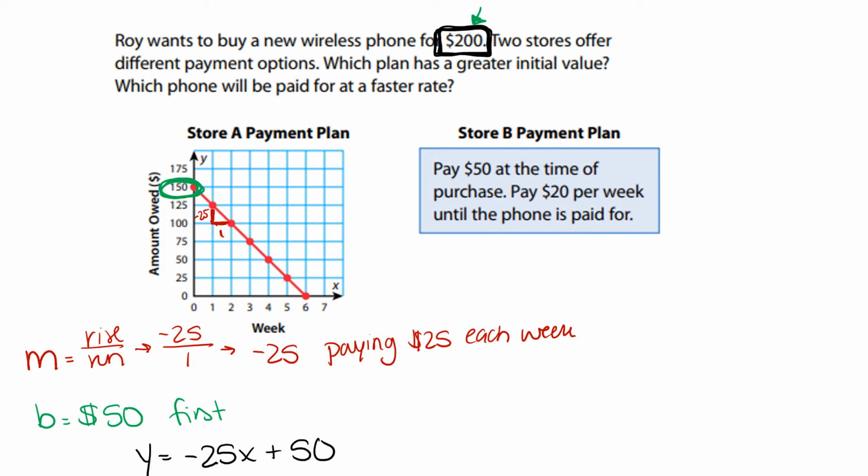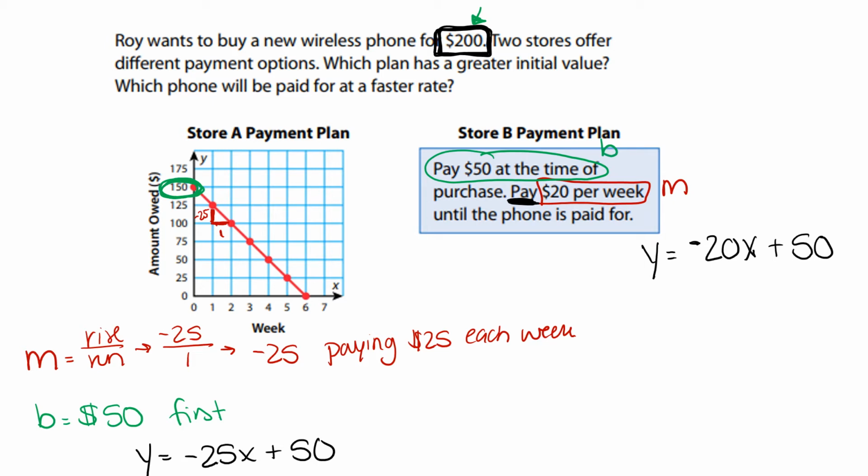Now for store B, it says pay $50 at the time of purchase and pay $20 per week until the phone is paid for. So the $20 per week is our key for our rate of change. So we can write that as our equation, y equals negative 20x. It's negative because he is paying money. He's spending it, so it's going down, negative 20x. Our initial value is the $50 that he pays up front, the $50 fee that he has to pay first. That is our initial value.